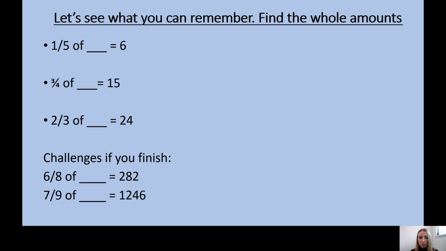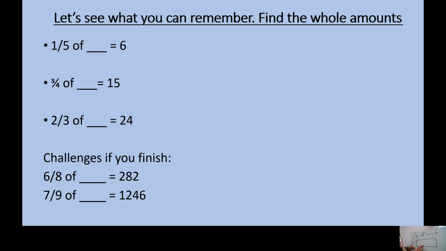It says 1/5 of something equals 6. So do I know my whole amount? No, I don't know my whole, but I know that 1/5 is worth what? Yes, 6. So this is where you would draw your bar models. I would draw my bar, and I know that 1/5 of something equals 6.